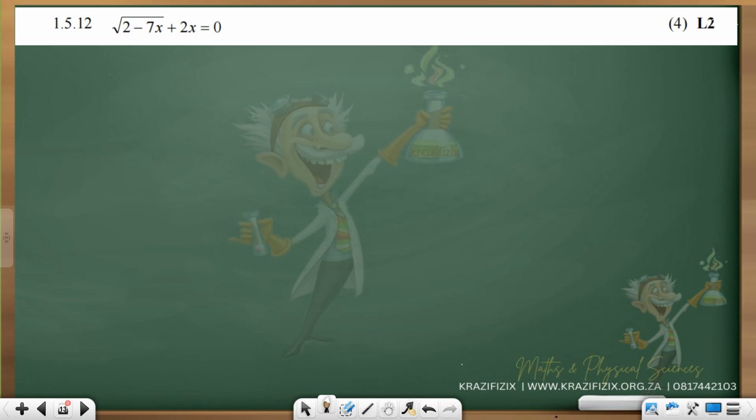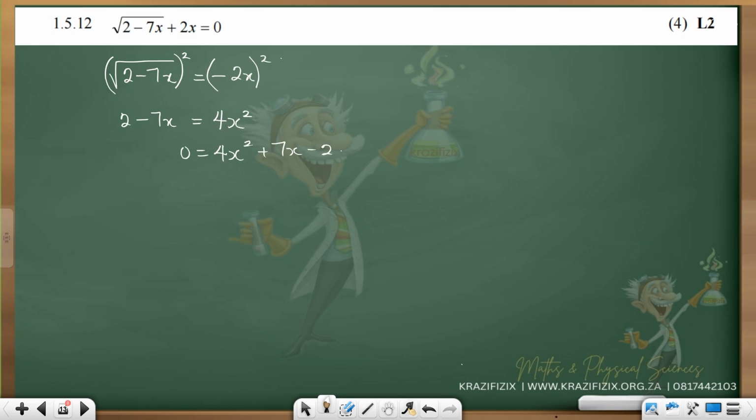Isolate the root. Now this becomes minus 2x. What do we do? We square. If we square, we just get rid of that root, and this becomes positive 4x squared. So we have 4x squared plus 7x minus 2. Quickly on the side, let's do that together.